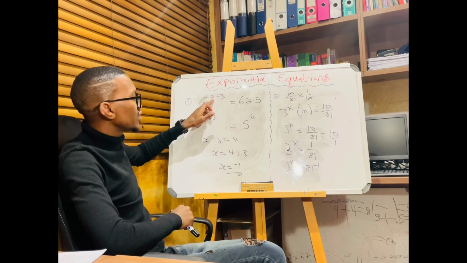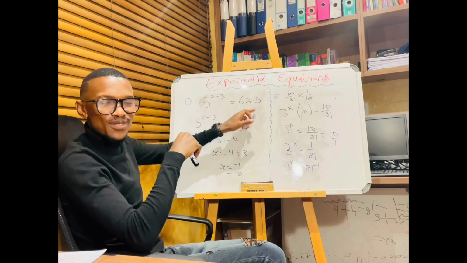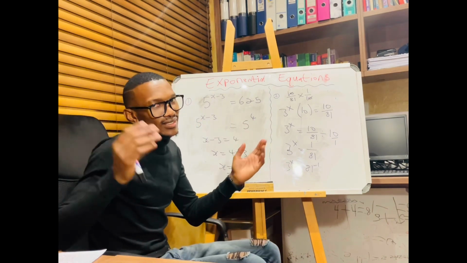So if you put 7 here, you say 7 minus 3 is going to give you 4. 5 to the power 4 is what? 625.